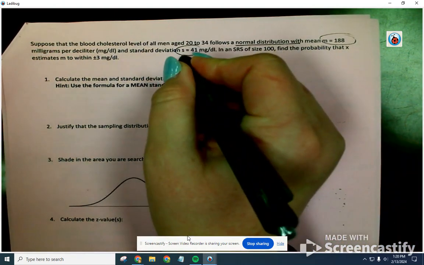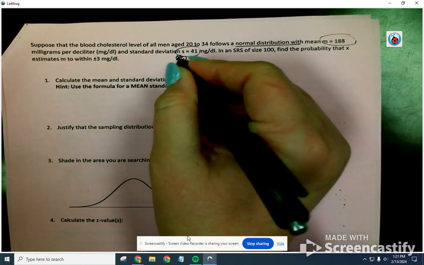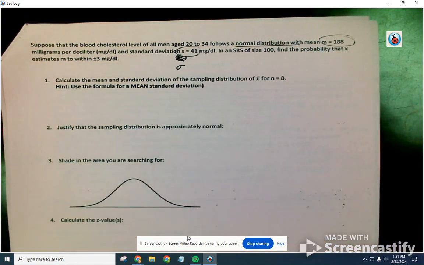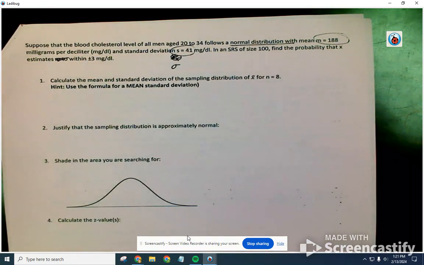Sorry, I was looking at this right here. It should be the fancy symbol for the population, but there was a typo. In a simple random sample of size 100, find the probability that X estimates the mean. Sorry, let's change this. X will be within plus or minus 3 milligrams per deciliter.